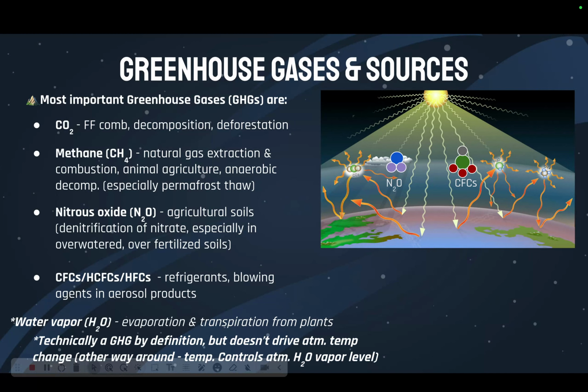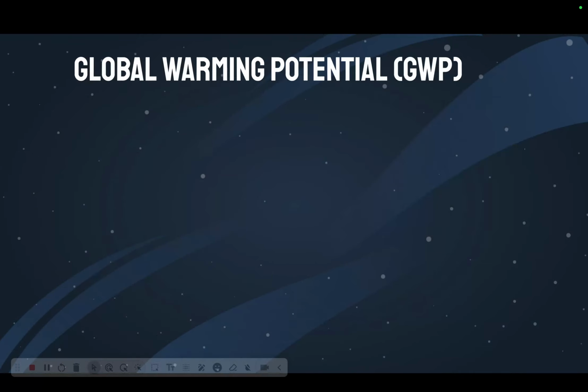It's actually the other way around. The temperature of the planet actually controls the amount of water vapor that's in the atmosphere. So the warmer it is, the more water that's going to be stored there.